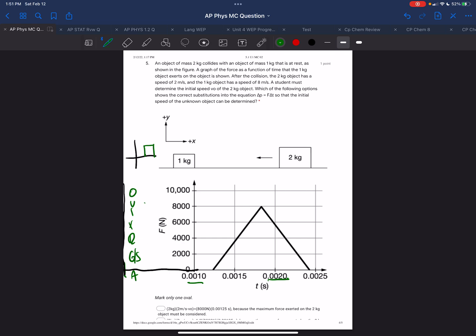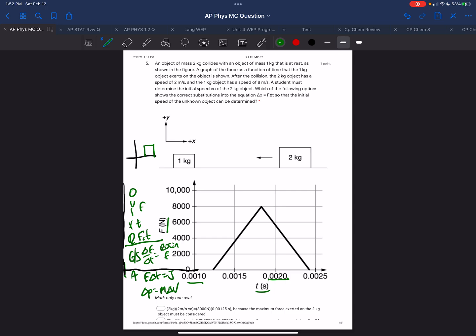The y-axis is force in normal units. The x-axis is time in normal units, so therefore any questions about force or time we can simply read off the graph. The slope, again, is delta F over delta T, which is the rate of change in force. And the area is F delta T, which is the impulse by definition. And that impulse is equal to the change in momentum, which is m delta V.